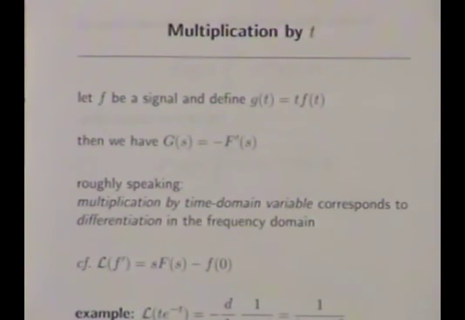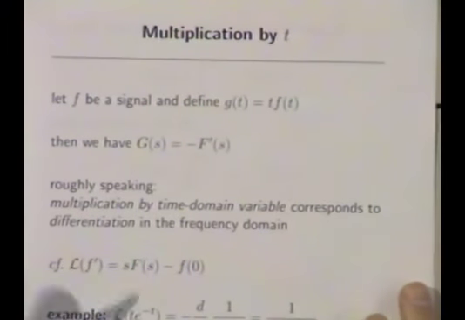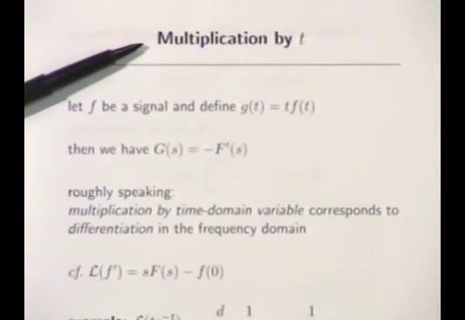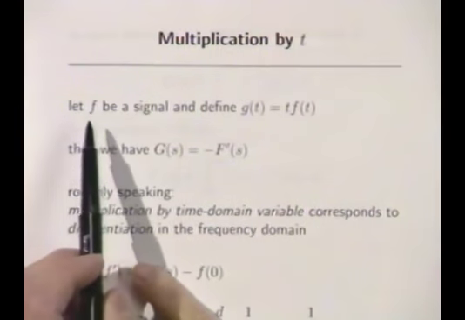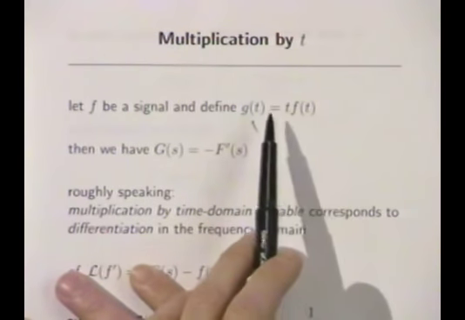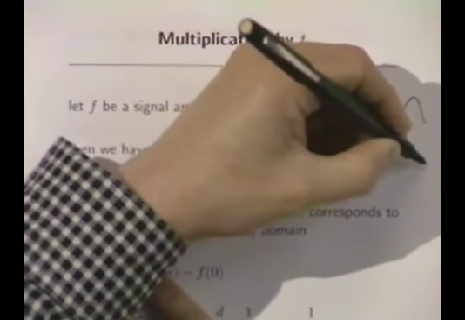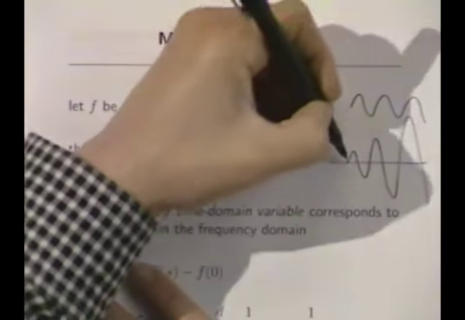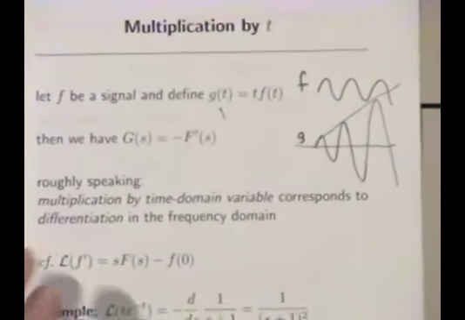So we're going to finish our discussion of Laplace transforms and various properties. Another property we'll look at is multiplication by t. Suppose you have a signal f, and we make a new signal g, which is f multiplied by t. For example, if f looks like that, g looks like this. It's the same thing, only it's growing linearly. So that's the picture with f and g.